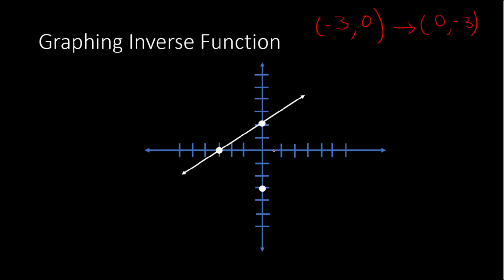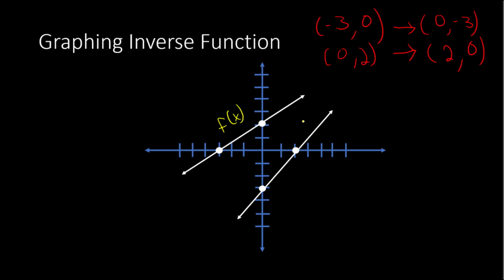And then let's find another point on the line. Let's pick this other intercept right here. It's at (0, 2). Now the inverse of that would be switching the x and the y value to get (2, 0). And you can put (2, 0) right here. So with the line, all you need is 2 points. So you connect those points, and now we have this new line. So this new line is the inverse of the initial function. So if this were f of x, this would be f inverse of x.